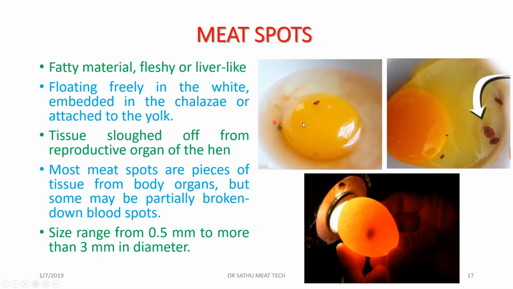This is mainly found on the albumen, so you can easily differentiate. It will be mainly seen in the albumen, or it may be found in the chalaza, or it may be sticking to the vitelline membrane. So this is a meat spot.